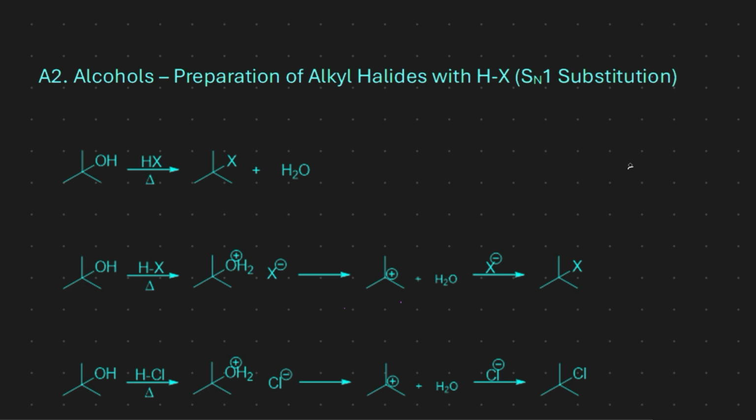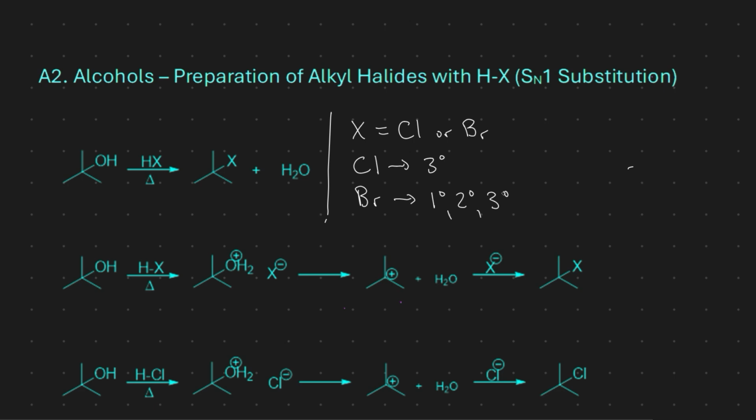Here we have a tertiary alcohol that is being modified by adding a strong acid, HX, while heated, and we get a substitution with X. So X is equal to Cl or Br. When it's Cl, it can only do tertiary substitutions. When it's Br, it can do primary, secondary, or tertiary.